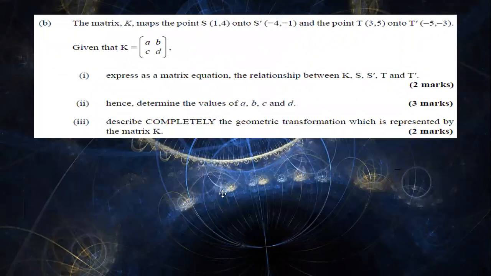So finally, we come to this question, which involves matrices and transformations. It says the matrix K maps the point S(1,4) onto S' (-4,-1), and the point T(3,5) onto T' (-5,-3). Given that K is equal to (A, B, C, D), express as a matrix equation the relationship between K, S, S', T, and T'. Hence, determine the values of A, B, C, and D. Describe completely the geometric transformation which is represented by the matrix K.